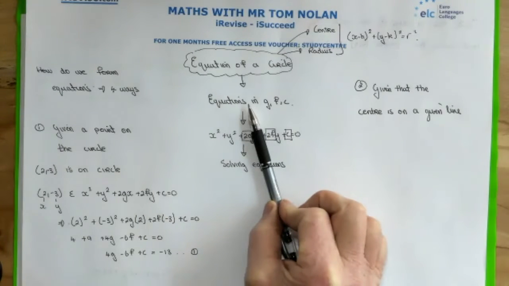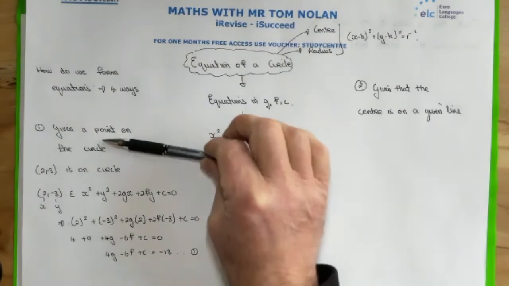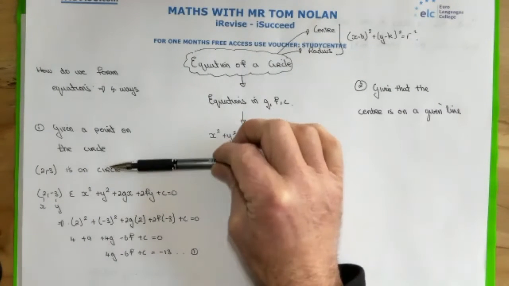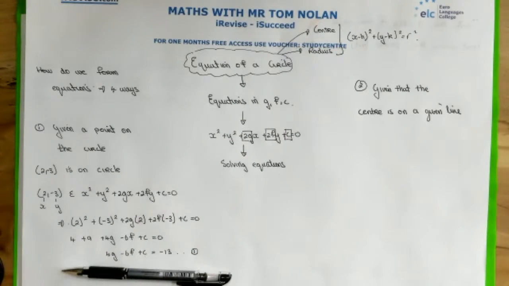I have to form equations. How do I form equations? There's four different ways. Here's one way. I'm given a point on the circle. Given the point on the circle, the equation will always be like this. It could be a linear equation.